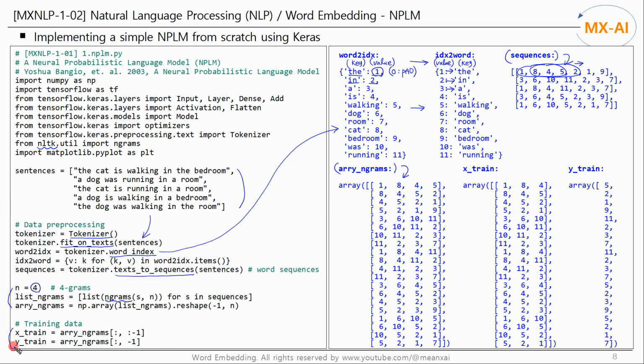We use this to generate training data as follows. Xtrain is a matrix consisting of the left 3 columns of this matrix, and Ytrain is the last column vector of this matrix. Xtrain is the input data of NPLM, and Ytrain is the desired output. We will train NPLM to output the word 5 following the word sequence 1, 8, 4. The first row of Xtrain is the cat is, and the first element of Ytrain is walking.